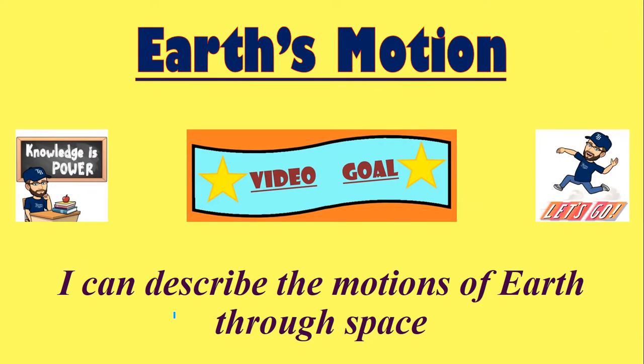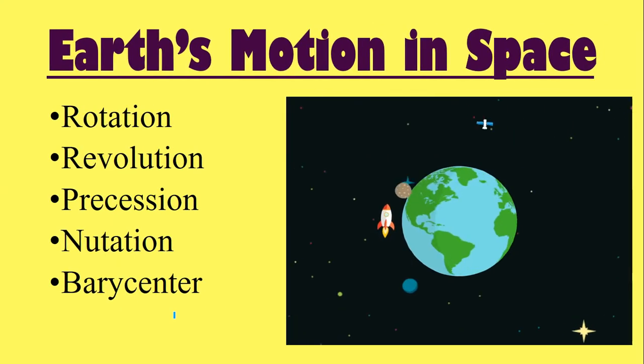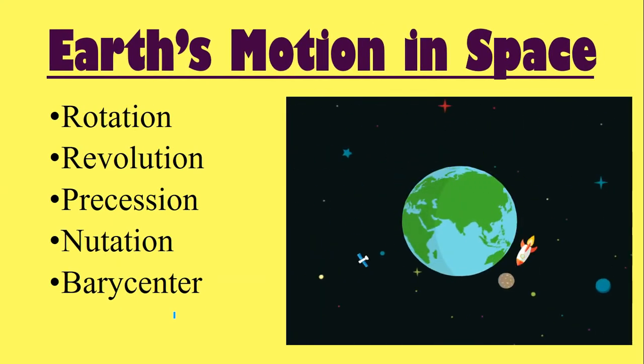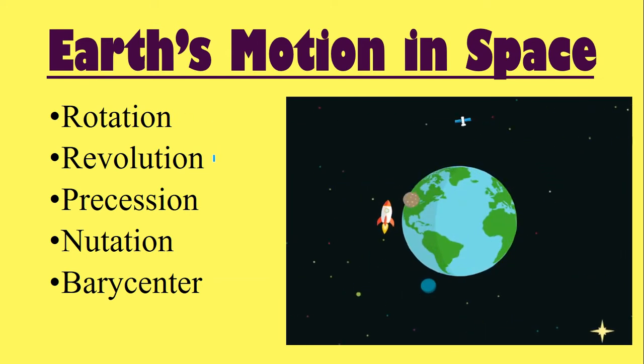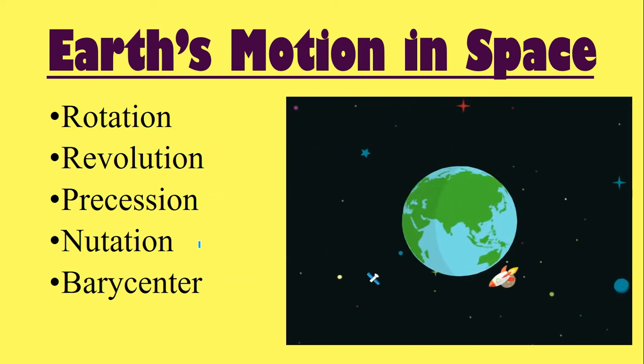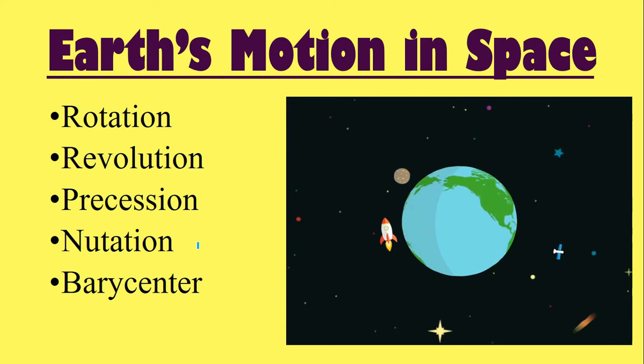And by the end of the video, you should be able to say, "I can describe the motions of Earth through space." So when we talk about Earth's motions in space, we're going to talk about these five: rotation, revolution, precession, nutation, and barycenter.